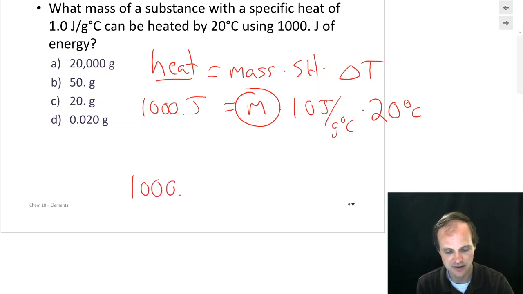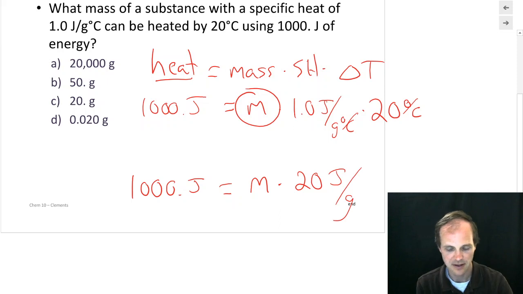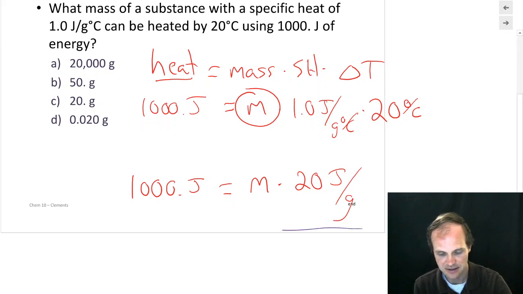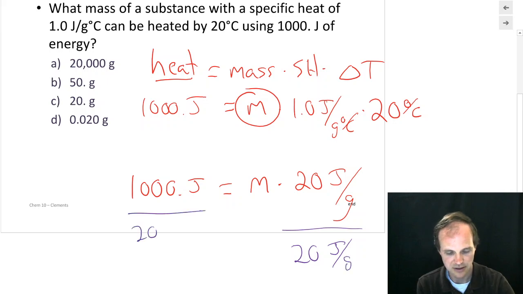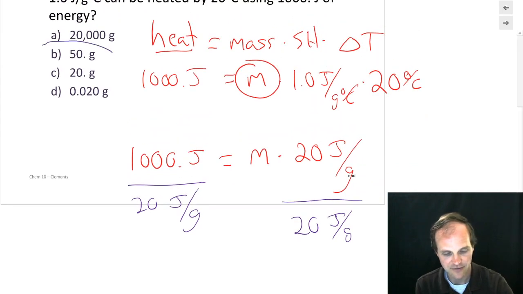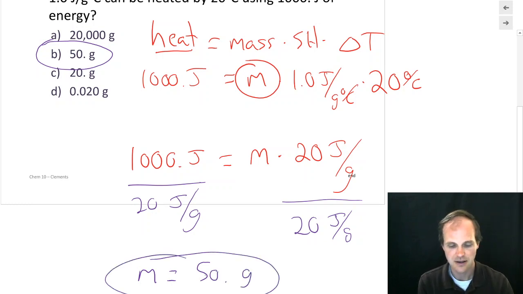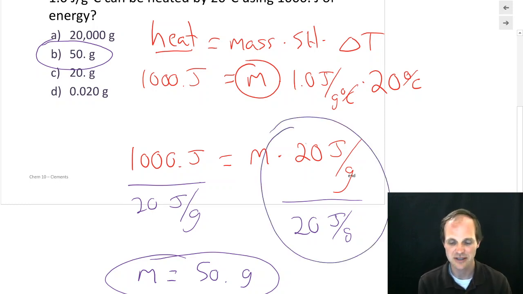We've got 1,000 joules equal to mass times, if I multiply these out, my degrees Celsius cancels and I get 20 joules per gram. I divide both sides by 20 joules per gram. And I get 1,000 divided by 20, which is 50 grams. It was a little hard. There's lots of units here. So when we did this part here, there's lots of units to have to write down.